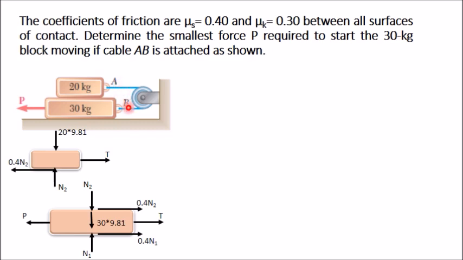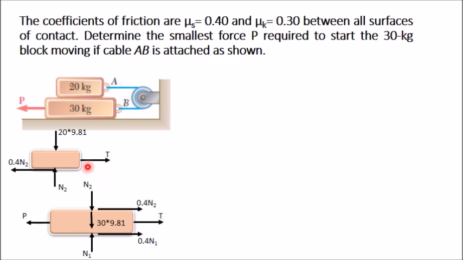Now these two tensions are the same because this is the same cable, and it is assumed that there is no friction between this pulley and this cable. Nothing is given, so we assume there is no friction between belt and pulley. So on both sides of this rope the tension will be the same, so you will get this same T.